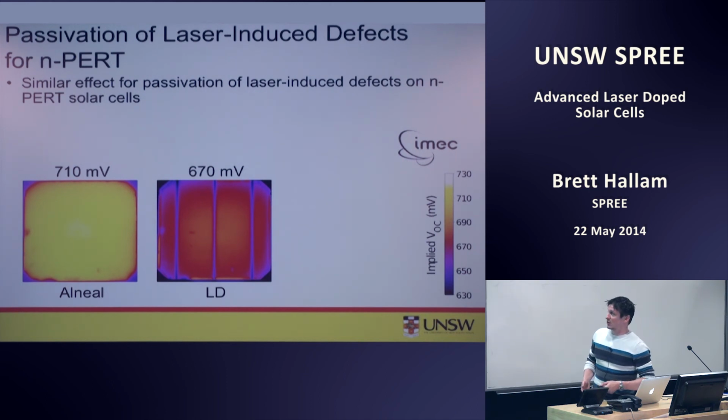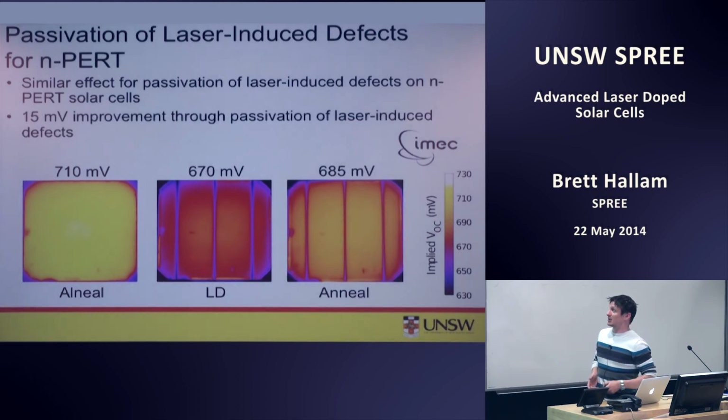we see that we've caused a substantial reduction in implied VOC, particularly around the bus bar regions, which have a very high density of laser doped lines in this case, resulting in the complete opening of the dielectric layer over about a 1 millimeter width. As we apply an anneal process, we can recover a lot of that damage, resulting in about 15 millivolt increase in implied VOC.